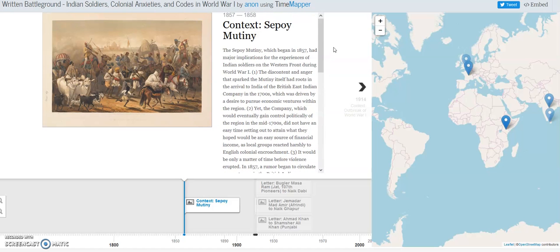All right, so the photo included is an art piece titled "The Troops of Native Allies," which was created in 1857 and depicts the support of local people in response to the Sepoy Mutiny, as mentioned previously.